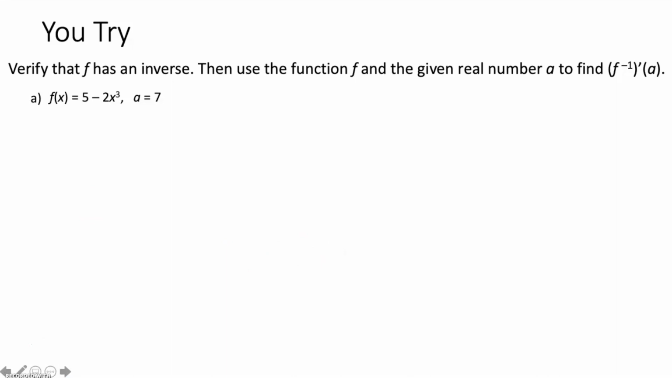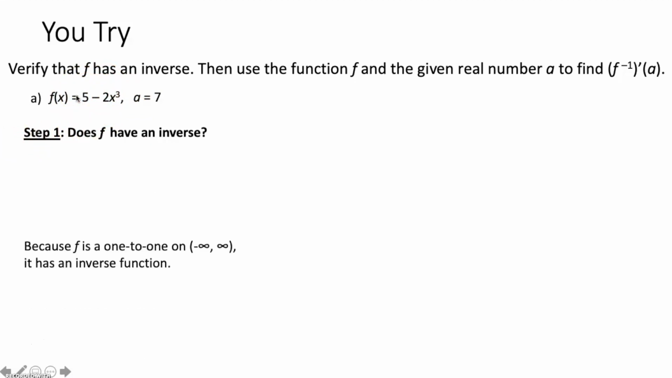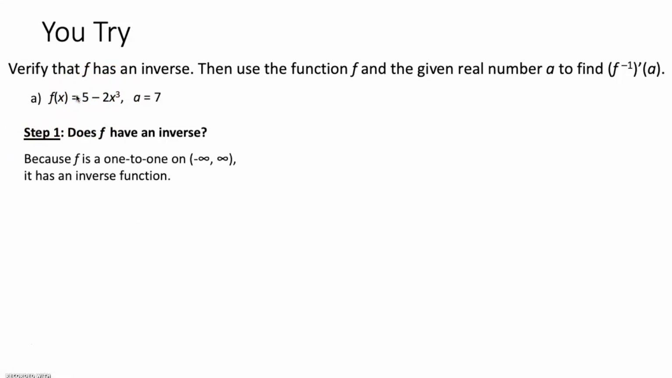Okay, doing the same thing here. So we start with step 1. Does this function have an inverse? So I graph this function and it is 1 to 1. Therefore, it does have an inverse function. So then I can move on to step 2, which is to figure out what x value causes my function to equal this particular a value. What value of x causes f of x, my function, to equal 7?